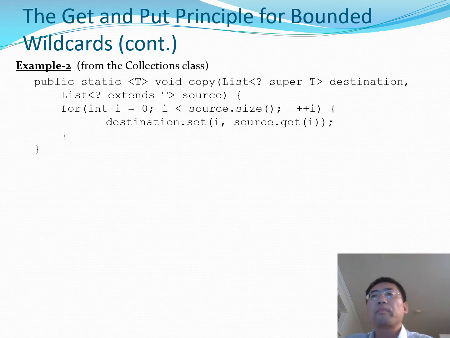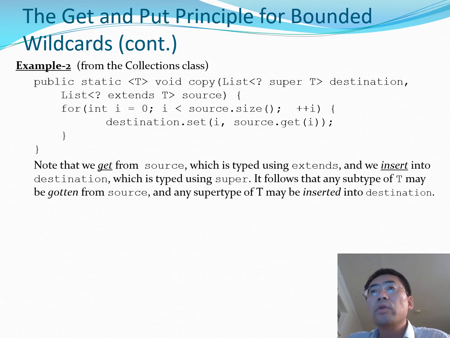Another one, the copy method that takes two parameters, destination and source. Destination is a list parameterized with the super keyword, and source is a list parameterized with the extends keyword. So what this method does is we read data items from the source and we copy them or store them into the destination. And this is exactly what this principle tells us to do.